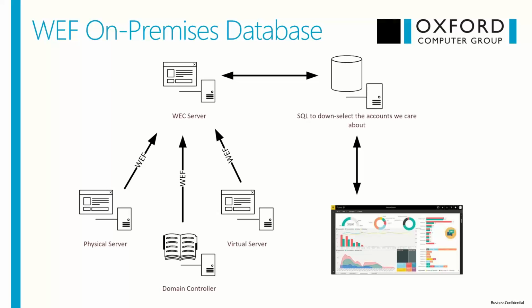And what this allows us to do is to take the Windows events from our servers within the organization and collect those events in a central location. Now, this can be a lot of data, so you have to be aware of that. But what we want to do is knock down that data to the things that we actually care about. So we collect all of the WEF data from all of our servers into a Windows event collection server. That gets brought over to a SQL database where we're able to run some BI against it and down-select the accounts that we really care about.